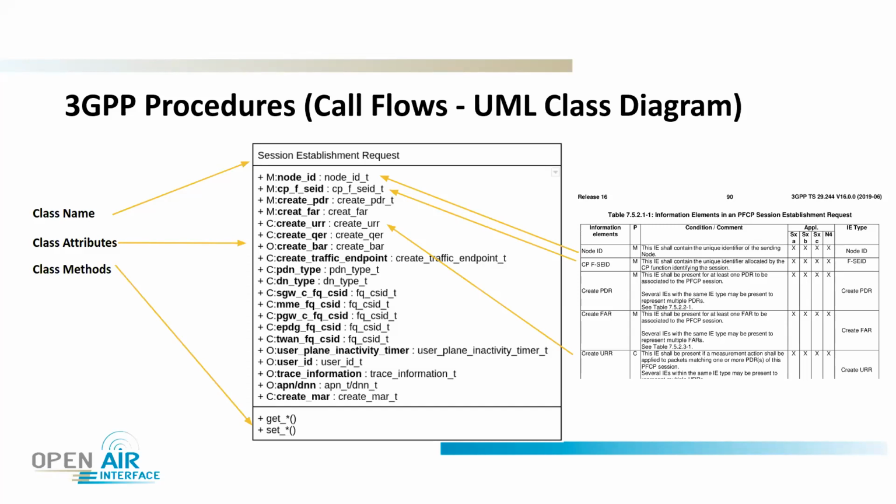So this is overall what a UML class diagram is. This is for one information element, but you can see that the session establishment request information element consists of simple information elements, and then again some group information elements. That's why it's important to have an overall UML diagram. I will quickly go through how it is done for one of the messages, that is the session establishment.